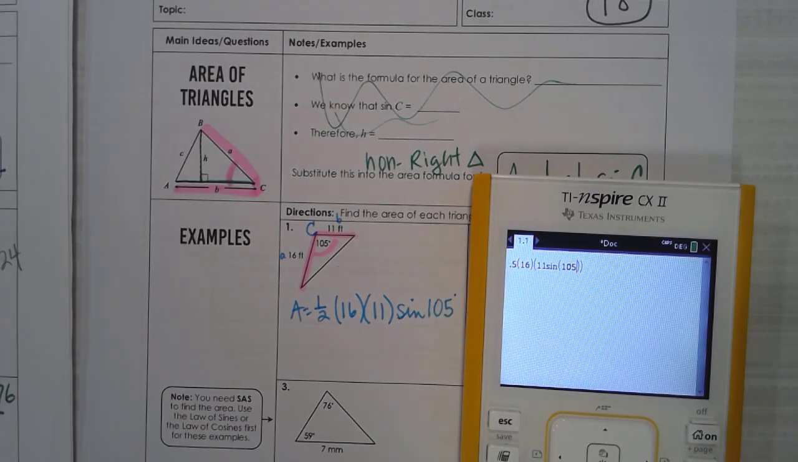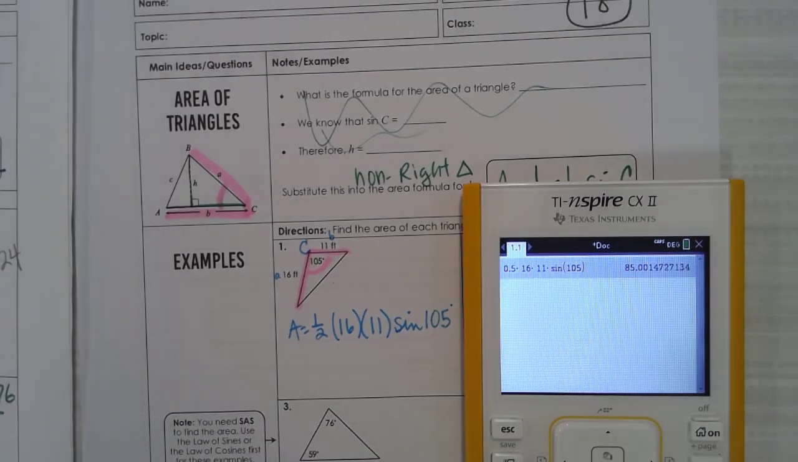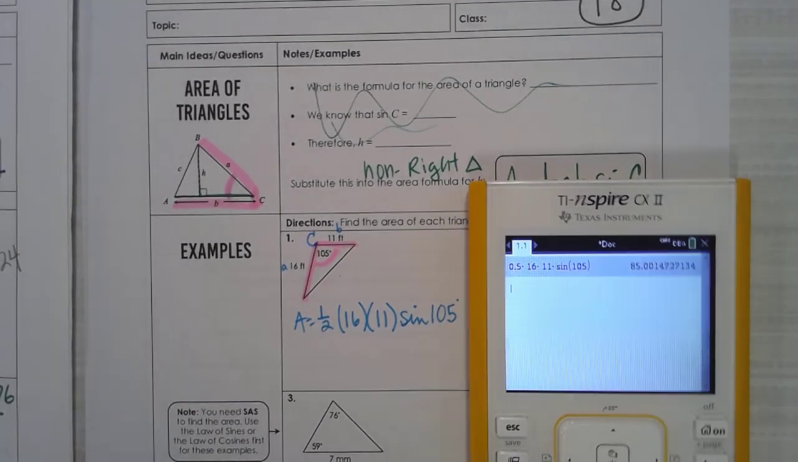Okay. So double check up there in the corner, make sure that you're in degrees. And that you get 85.0.